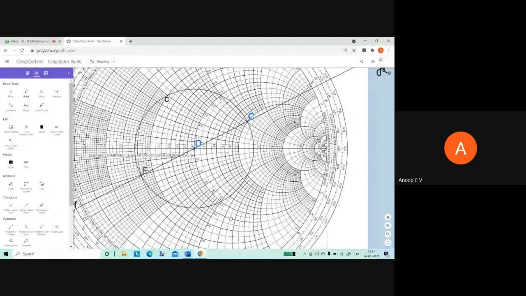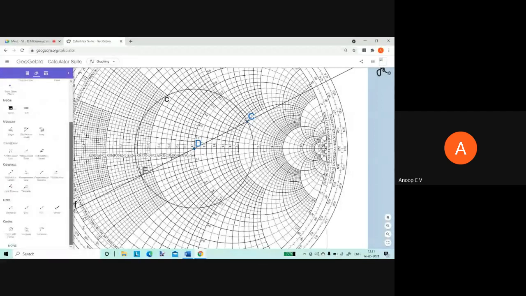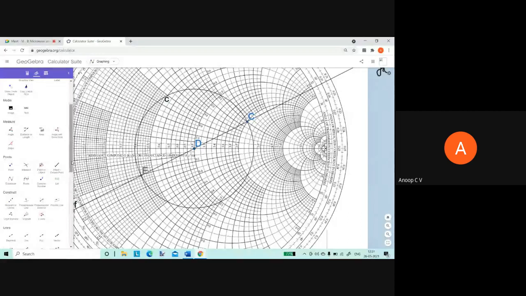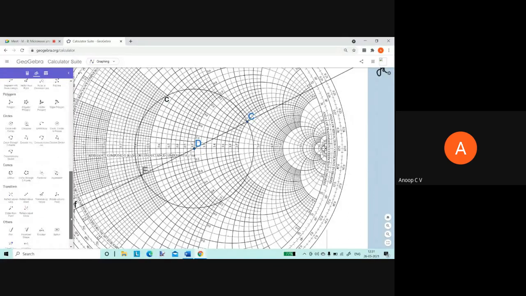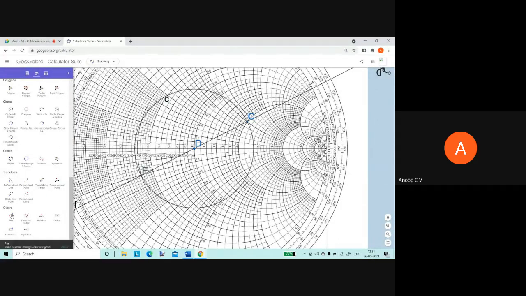So point E. We should find out what this YL is. We need not even find out YL, but as it is our procedure, we'll try to write what YL is. C is ZL, and this point is YL. What is YL? Can anyone tell me?